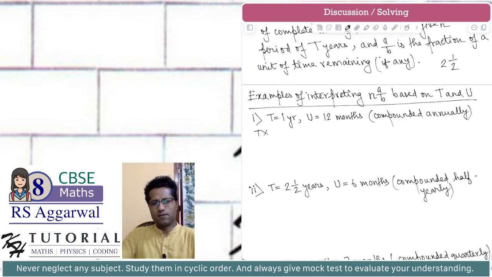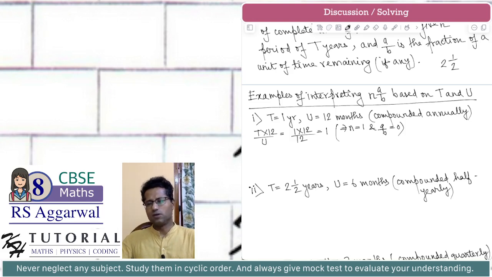T multiplied by 12 divided by u is 1 multiplied by 12 divided by 12, which is equal to 1. So this implies that n is equal to 1 and a by b is equal to 0. That is, in the time period of 1 year, we are having one complete unit of time. Since the unit of time is given as 12 months and the time period is 1 year, we will calculate the interest only once, that is at the end of 1 year. Hence, we are having n is equal to 1.